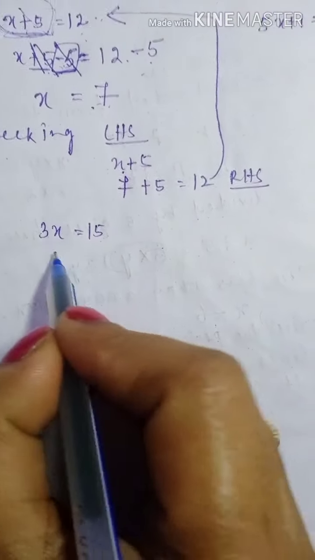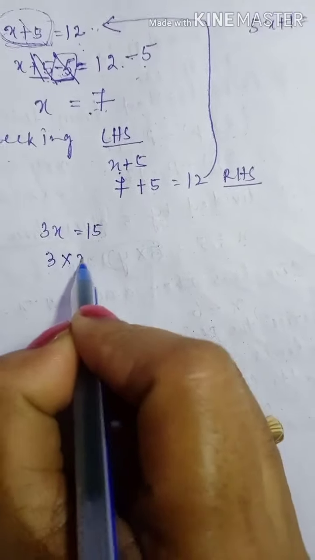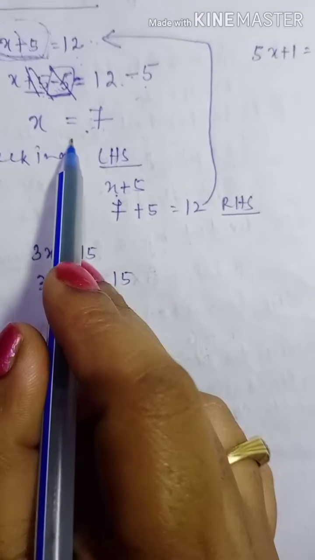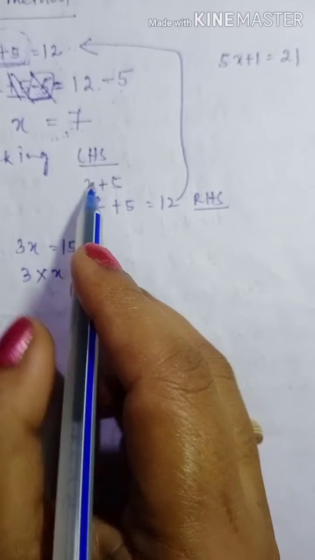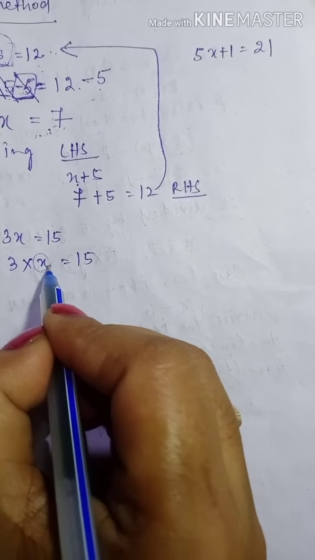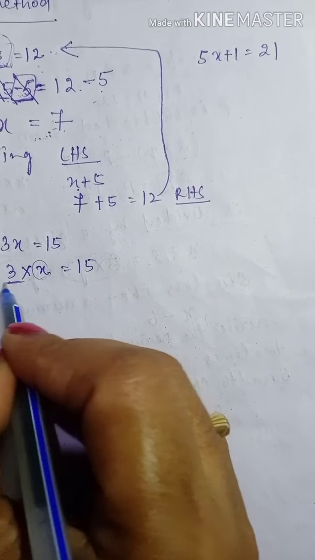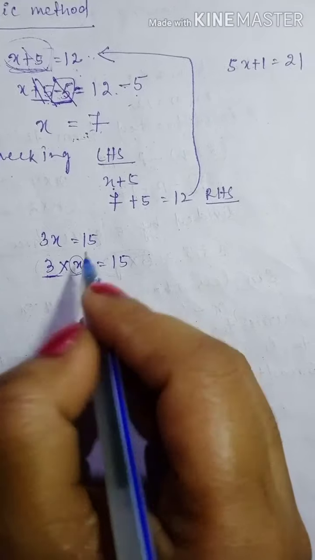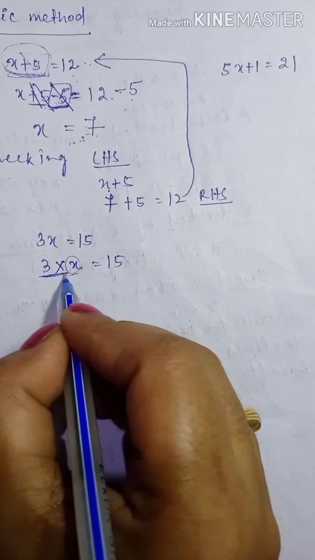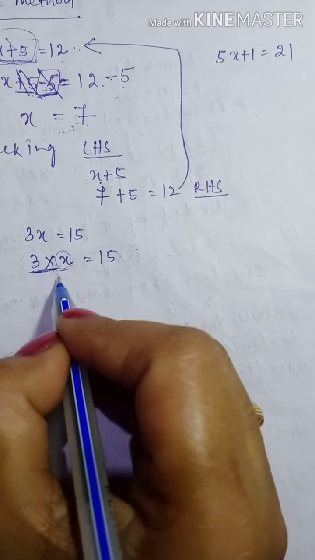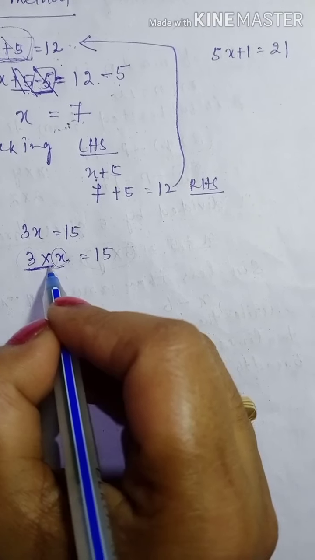What does this mean? 3x means 3 into x is equal to 15. What I am telling here is that if I want to remove the number to get the value of x, here the number is in the multiplied form. Its inverse is division. As here the multiplication is given, I should do the division. Divide the number with 3.